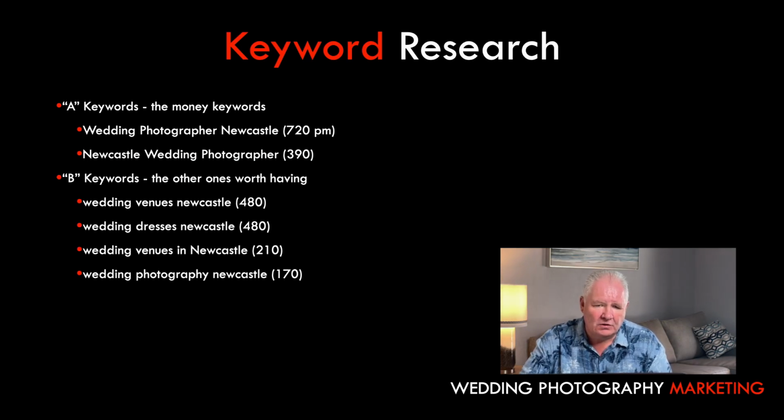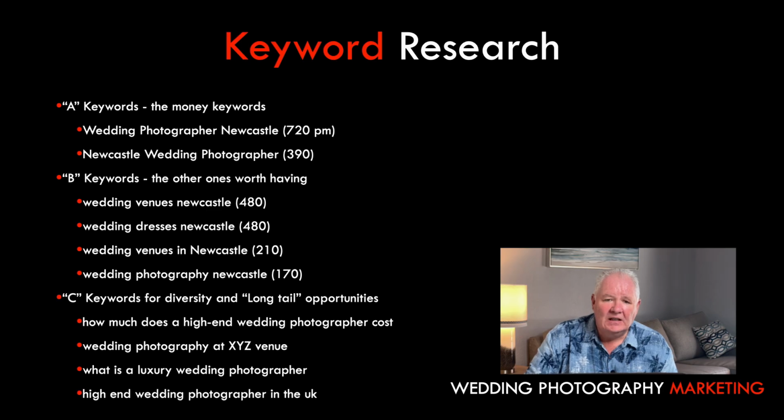And then my B keywords, still relevant to Newcastle wedding photographers. I've picked out wedding venues Newcastle, gets 480 searches. Wedding dresses Newcastle, 480. Wedding venues in Newcastle, 210. And wedding photography Newcastle gets 170. Now you see how wedding photographer Newcastle got 720, but wedding photography Newcastle got only 170. Some keyword searches won't give you that split. The tools that I use in my SEO business were able to give me this kind of tighter split.